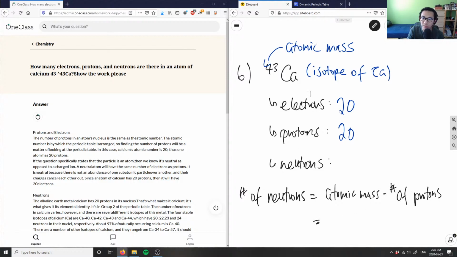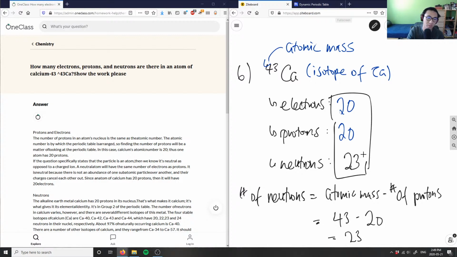So the atomic mass here is 43. I'm going to subtract that by the number of protons, which is simply just 20. This will equal 23. So this here is my solution. 20, 20, and 23 is my solution.